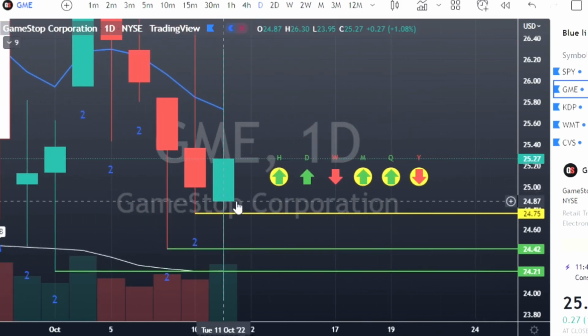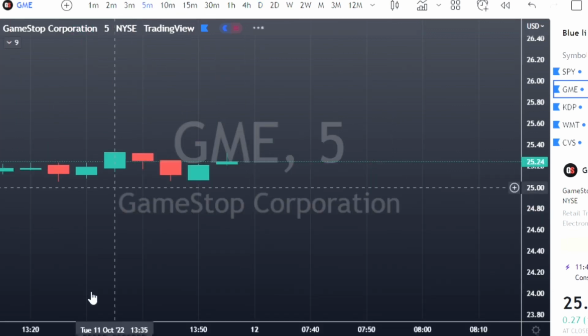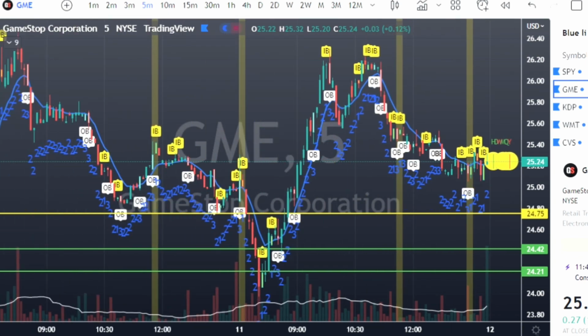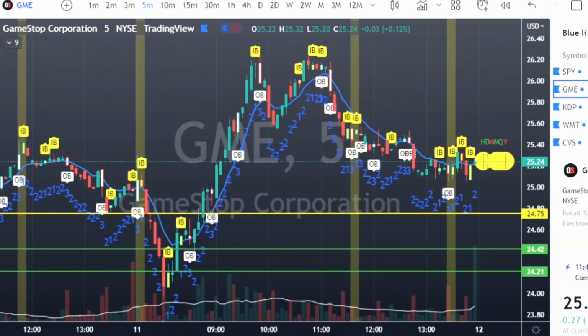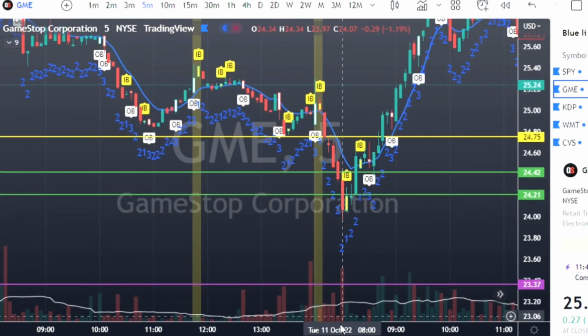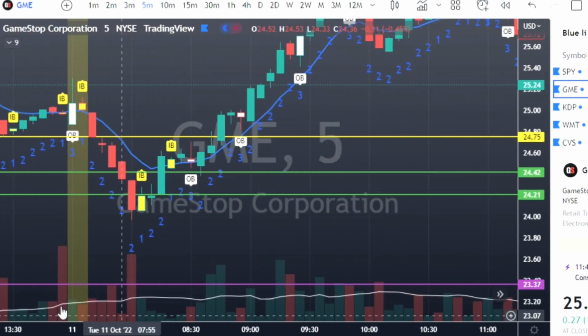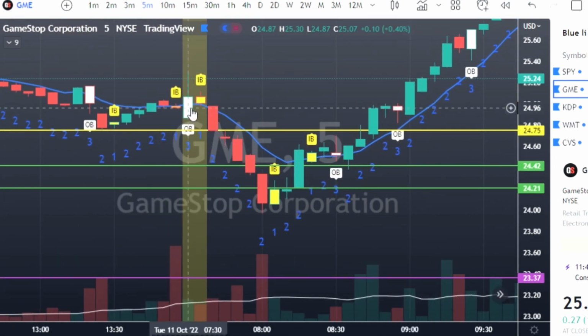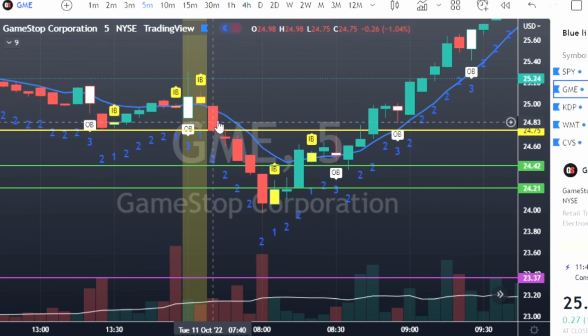We opened up and we came down through these targets. So again, let's go back to the 5 minute. And here is our opening. Okay, let's zoom in for you guys. This is your first 5 minute candle, second 5 minute candle. Then we break through the trade here.